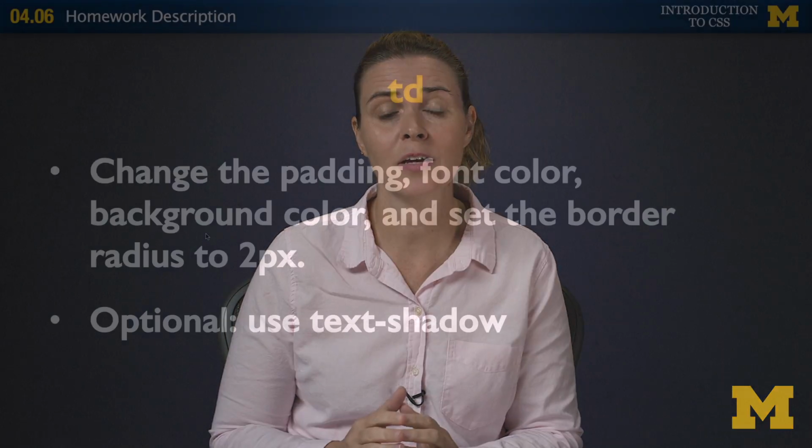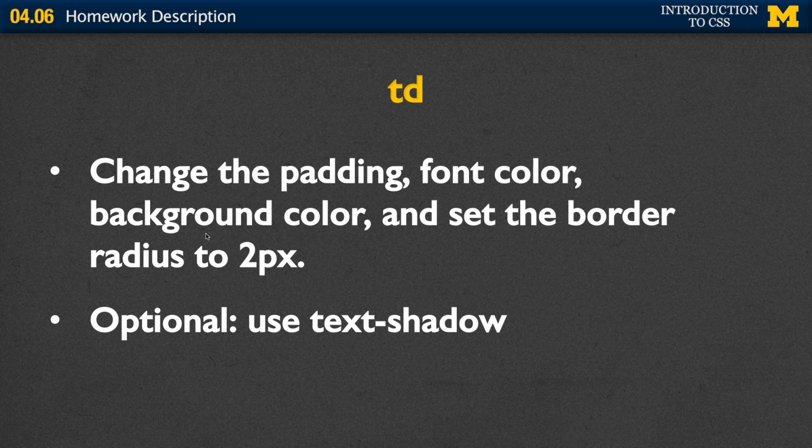Each of the table elements could take any amount of styling that you want to give it. But what I do want to see you do is style the padding, the font color and background color, and I want you to set the border radius to 2 pixels. You would never be able to see that kind of subtle difference on the table, so I want you to put it in just so when I tell you to do it, you notice that there is an actual change there.